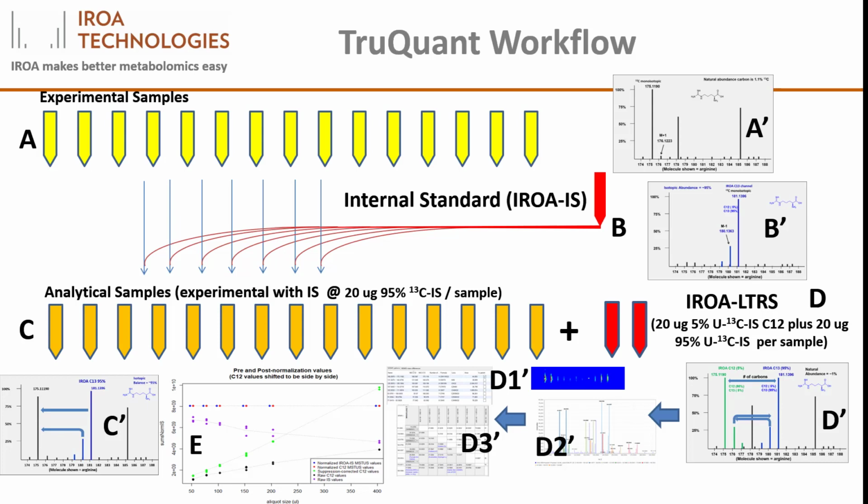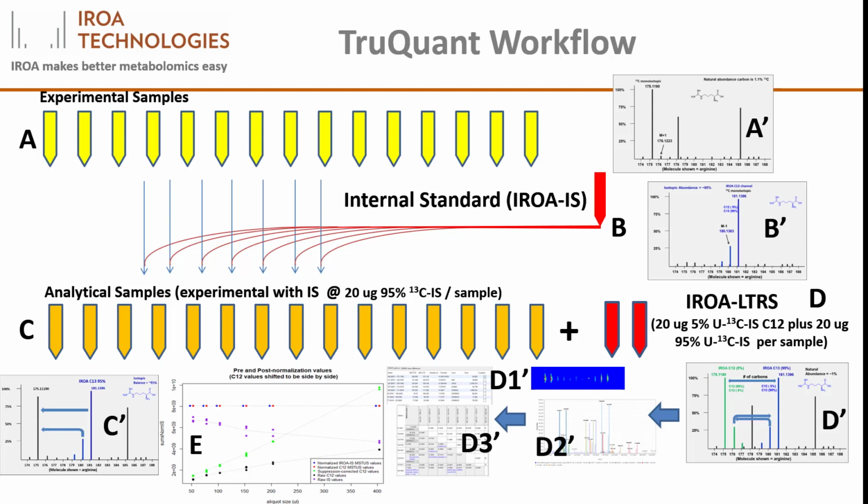So once combined with the natural abundance experimental sample, we expect to see the isotopic signature shown in C' in these analytical samples. The third sample type is the Eroa LTRS.